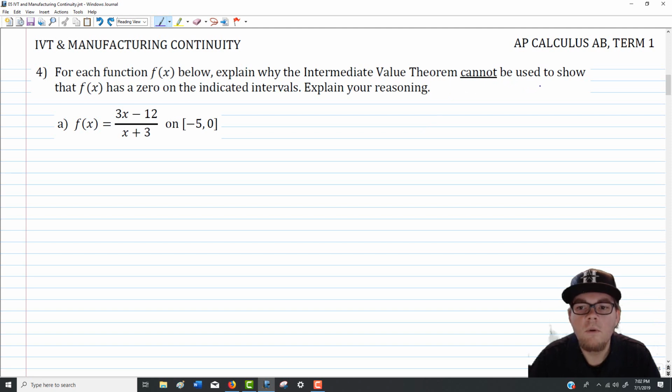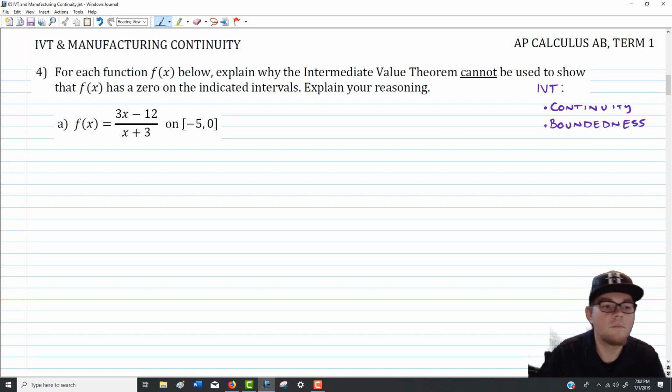So in here, we want to talk about the intermediate value theorem. There's two things the intermediate value theorem requires: continuity on the interval of interest, and also boundedness. We need both of those two things here. And in this case, we're not looking for a formal proof of any kind. We're just looking to explain whether or not it works. So to jump in here, we're on the interval from -5 to 0. That's probably going to play a role.